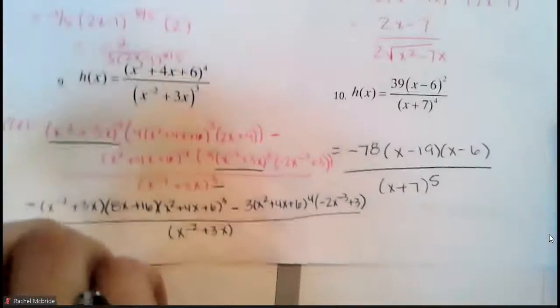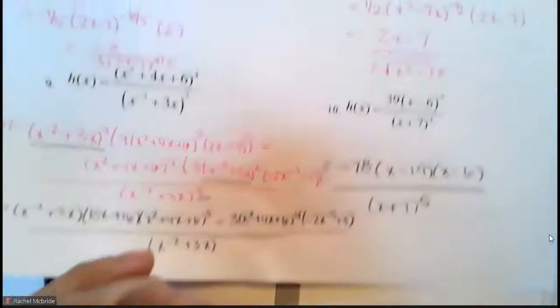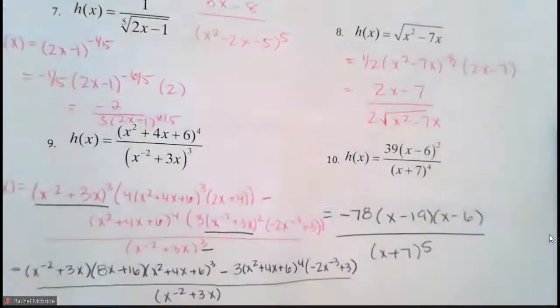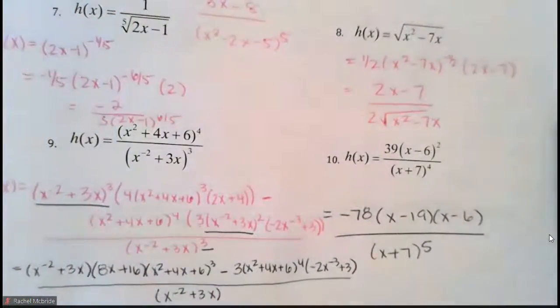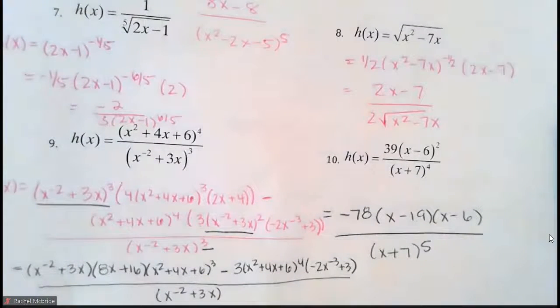Okay, and then 7 and 8 were using square roots. So in 7, I brought the square root up as a negative. By bringing it up as a negative, I felt it simplified my problem a little bit instead of trying to do the quotient rule. Although again, using the quotient rule, you would have just zeroed out. Either way, you should end up with that negative 2 over 5 quantity 2x minus 1 to the 6/5. Okay, number 8. We have 2x minus 7 over quantity 2 square root x squared minus 7x.